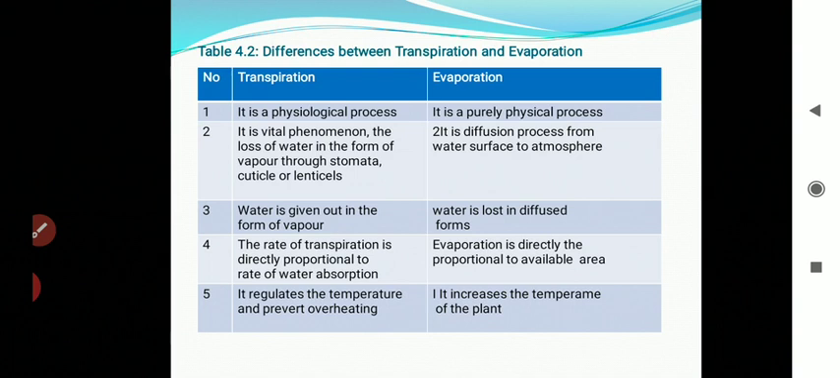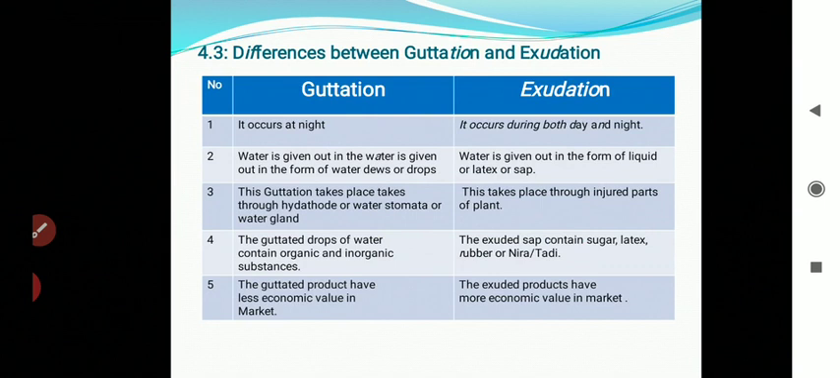So next one, last part of the topic, difference between guttation and exudation. Okay, already we know the definition of guttation and exudation. Guttation is the bleeding or loss of water from the plant body without any injury, while exudation is giving out of liquid or sap from the injured part of plant body, which we call exudation. Let's see the difference between both of these.